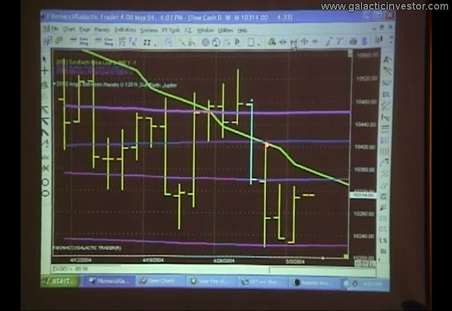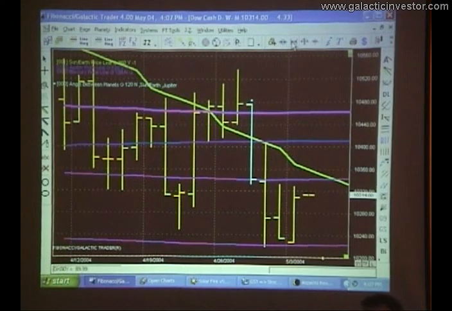From there, it rallied back up to the Sun-Jupiter line, and then it continued back down to the next Mercury 120 line. And that's based on the Mercury-Pluto trine, so that third harmonic. And then we came back up from there. And that's yesterday's price data. I don't have today's yet.